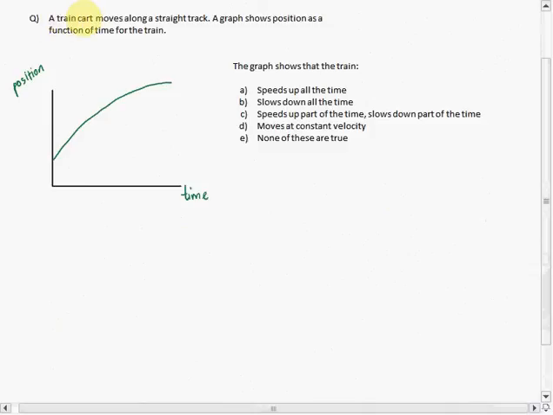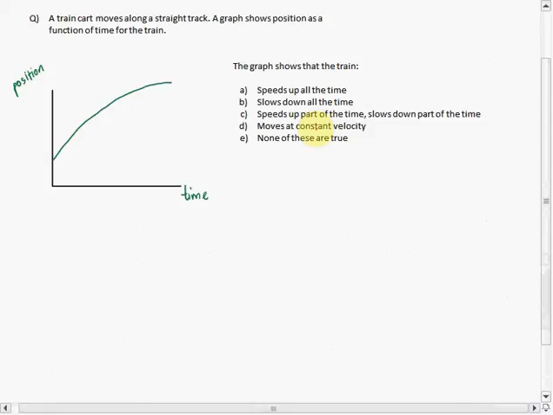It represents a train cart moving along a train track. It shows the position as a function of time, right? This graph shows that the train is either speeding up all the time, slowing down all the time, speeding up part of the time and slowing down part of the time, moving at constant velocity, or none of these.